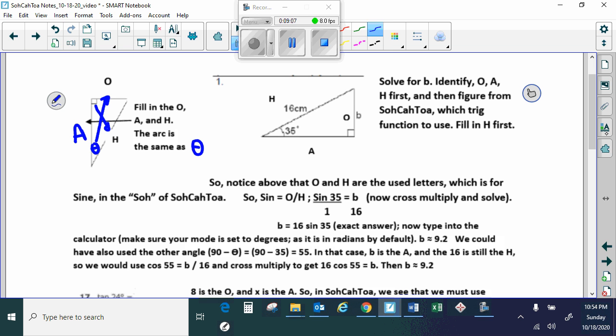Okay, so here we have an actual problem. Solve for B, the height right here. Remember, the first thing I do is identify the H. Across the right angle is the hypotenuse. Next to that side is the adjacent side. So there's my A and there's my O right there for opposite. So I'm solving for the O in this case, which is B.